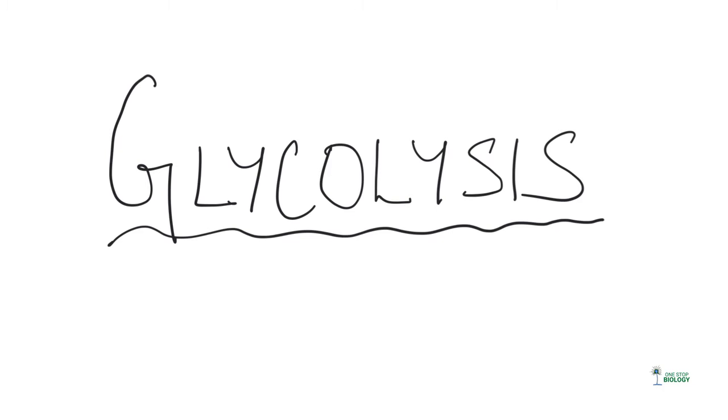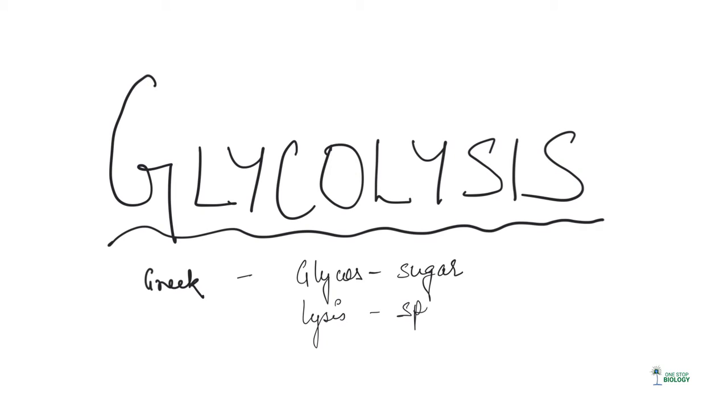So let's start with glycolysis, guys. Now, if we talk about glycolysis, basically the term glycolysis originated from Greek words and it means glycose, which is sugar, and lysis, which means splitting. So basically, the process is all about splitting of sugar.